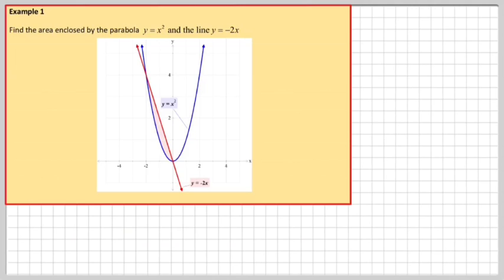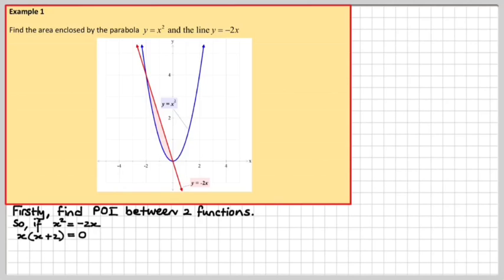Alright, guys and gals? Let's do an example now. We've got to find the area enclosed by the parabola y equals x squared and the line y equals minus 2x. Firstly, we need to find the points of intersection between the two functions, and we'll do that algebraically. So, if x squared equals minus 2x, then we solve that in the usual way. We know that x into x plus 2 equals 0, therefore x would be 0 or x would be minus 2, and that is consistent with what we can see on our graph. Yes? Looks good, doesn't it?